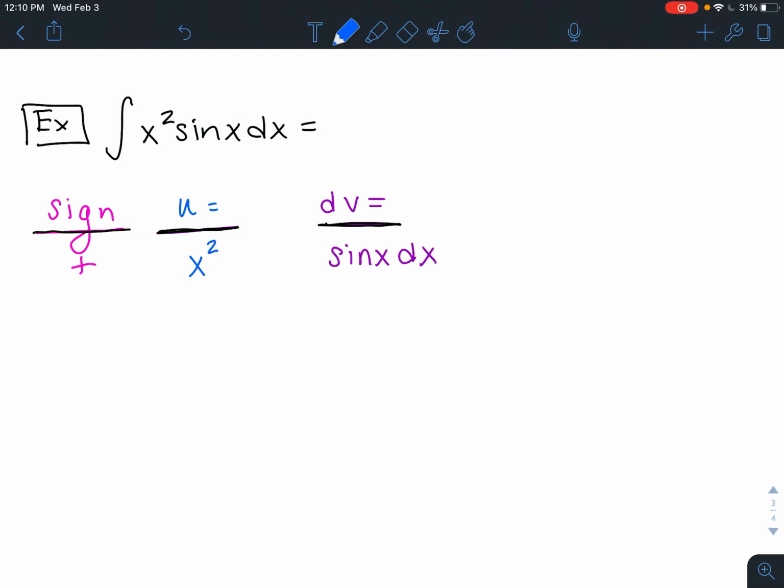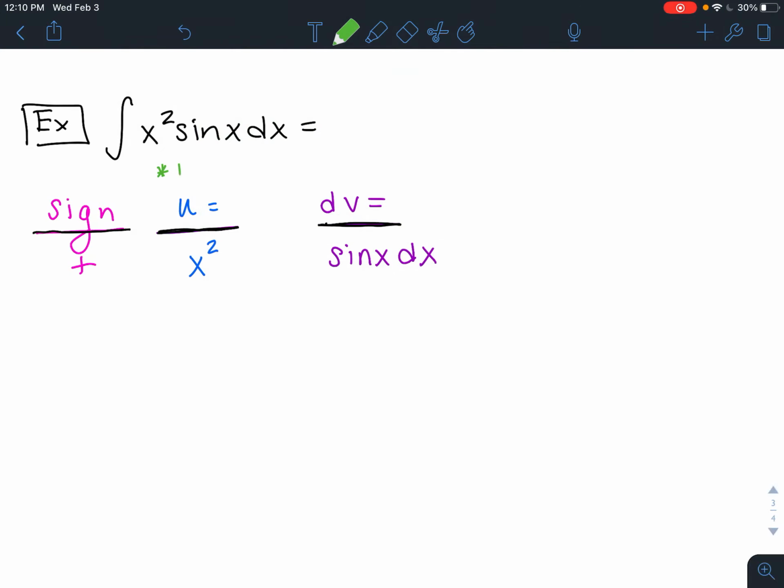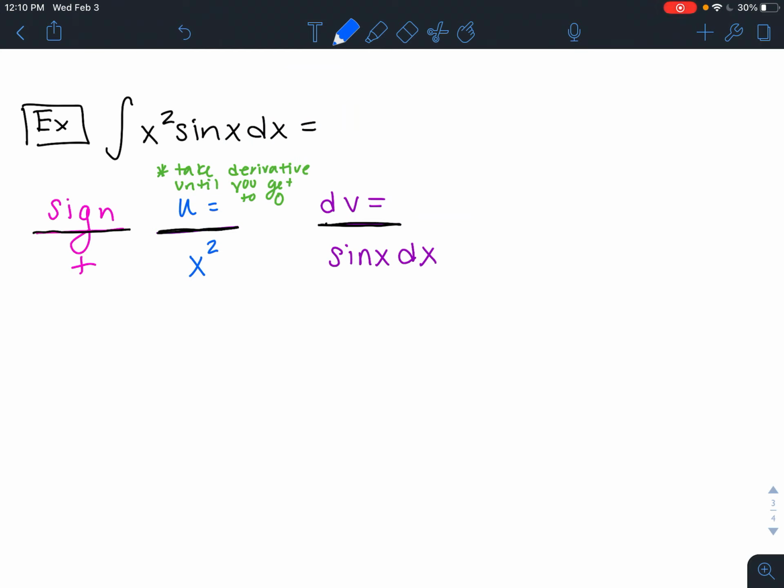Okay, so the thing about the sign column is you're always going to start positive. Okay, so for your u column now, you're going to take the derivative until you get to 0. So I'm going to even write that. All right, take derivative until you get to 0. Okay. Right, so the derivative of x squared is 2x. The derivative of 2x is 2, and then the derivative of 2 is 0.